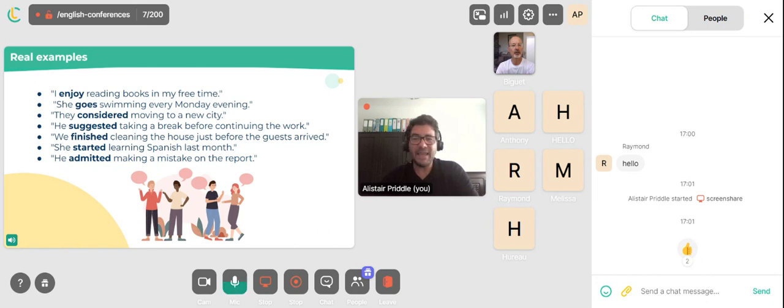We finished cleaning the house just before the guests arrived. She started learning Spanish last month. He admitted making a mistake in the report. So in these sentences we have the subject, verb, and then the gerund as the object. And these verbs are very commonly followed by a gerund.